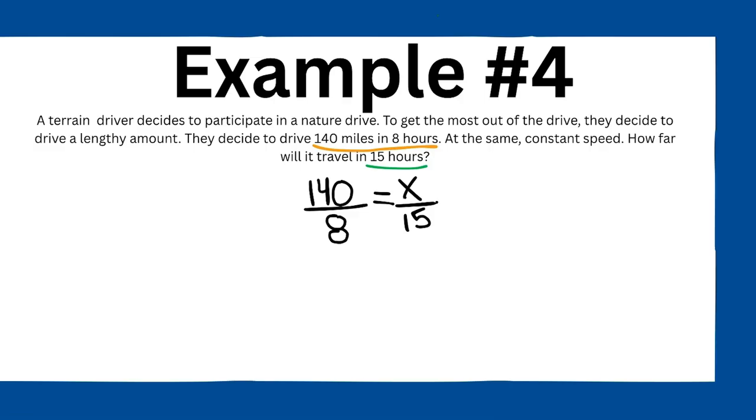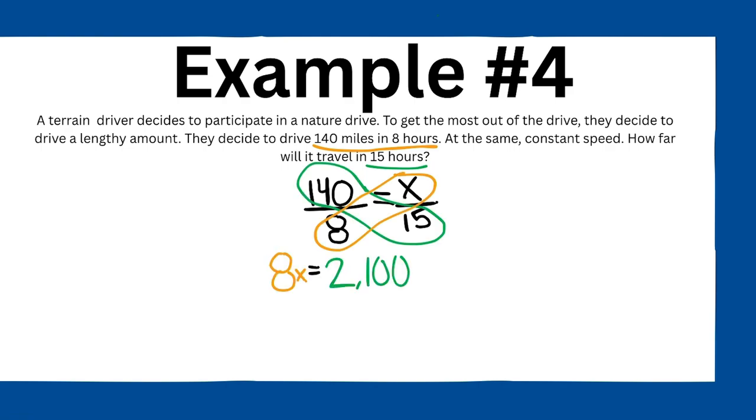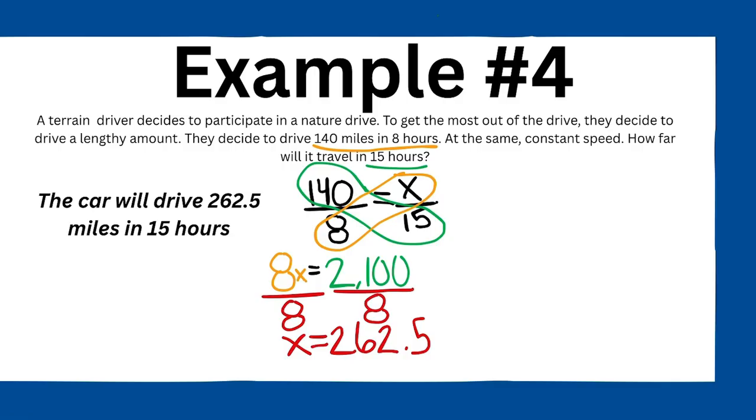Now that my units are aligned, I'm going to do the butterfly method. So 140 times 15 and then 8x times x. When I do that, I get 8x equals 2,100. And now I'm going to want to isolate that x. So to do that, I'm going to do 8x divided by 8 and 2,100 divided by 8. So when I do that, I get 262.5. So that means the car will drive 262.5 miles in 15 hours.